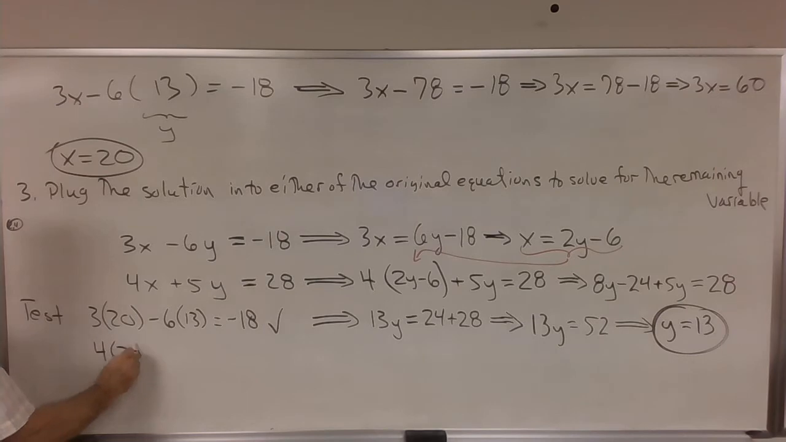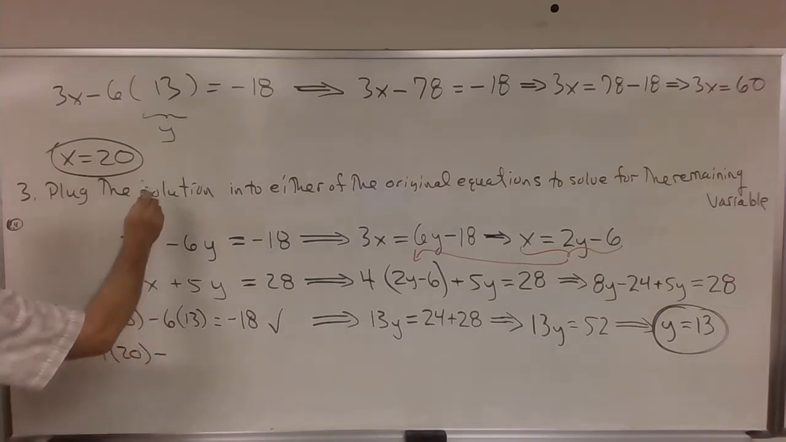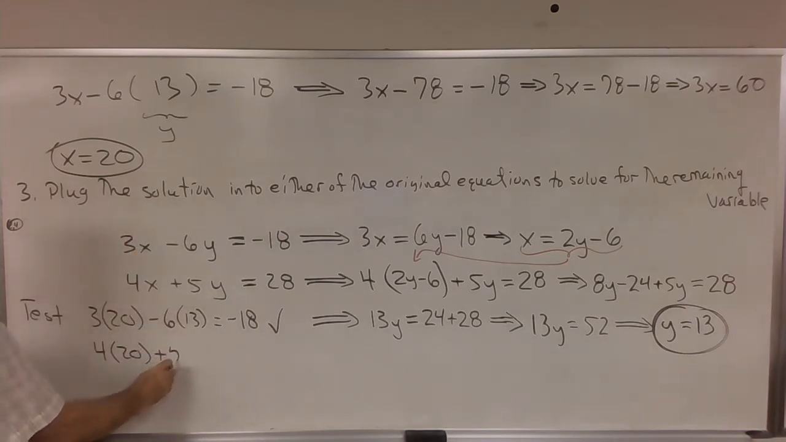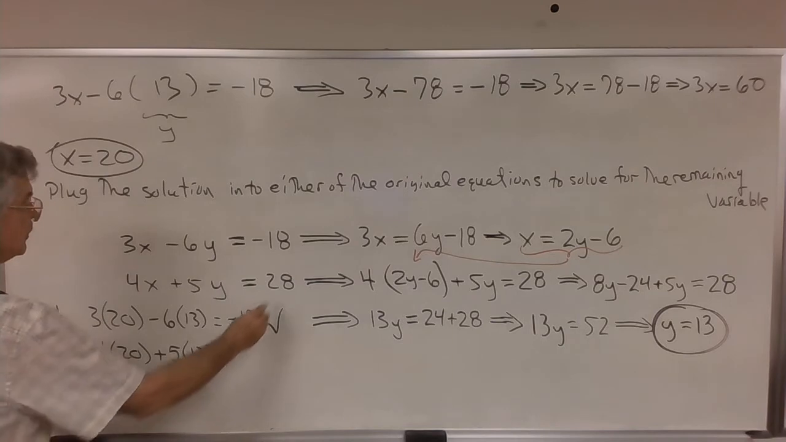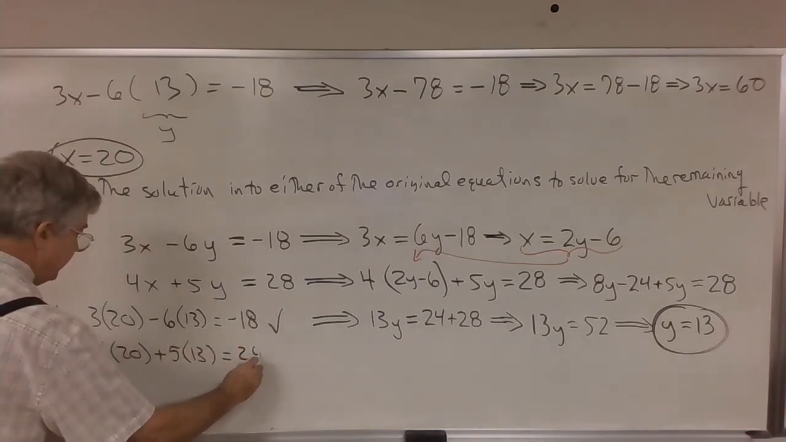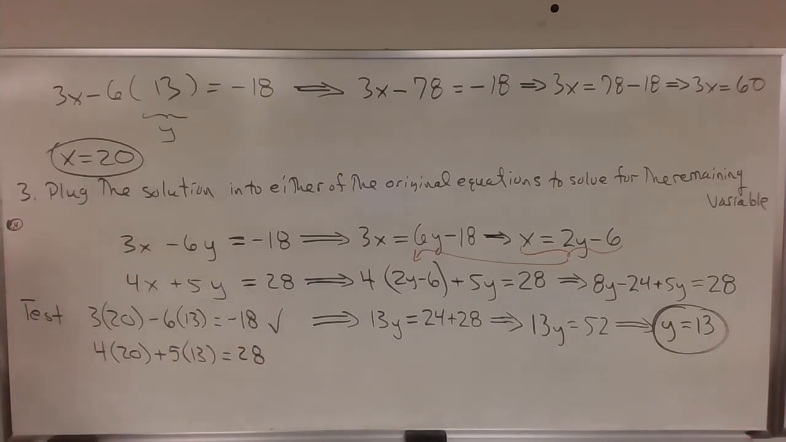4x plus 5y, with y is 13, equals 28. Nope, not going to happen.